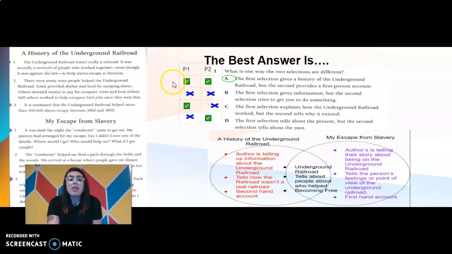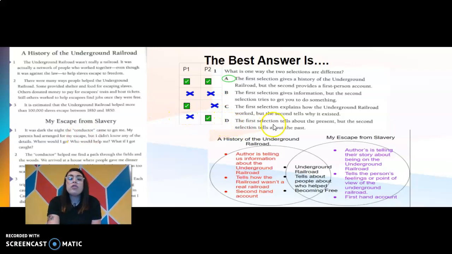Underground Railroad. And then you can see that it says for B, the first selection gives information, but the second selection tries to get you to do something. So actually this one should have a check mark and this one should have an X, but it's still wrong because it's not 2 true facts. C says the first selection explains how the Underground Railroad worked, but the second tells why it existed. Well, it does tell us how it works, so I gave it a check. And then this one says it tells why it existed. It doesn't tell us why, it tells us someone's experience, so I put an X here.